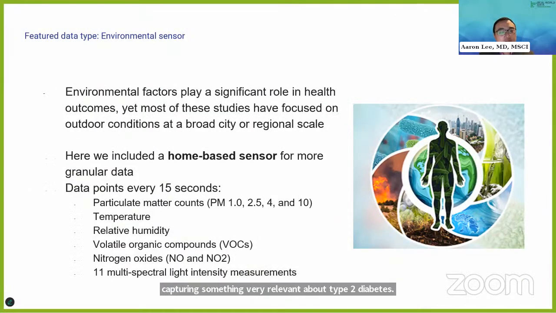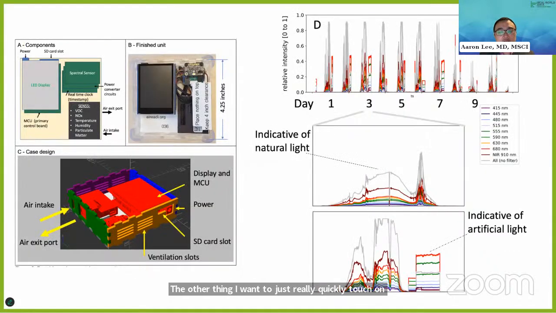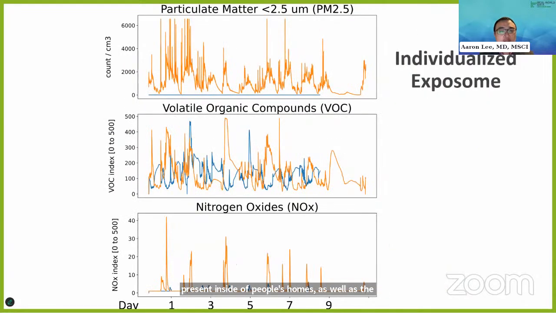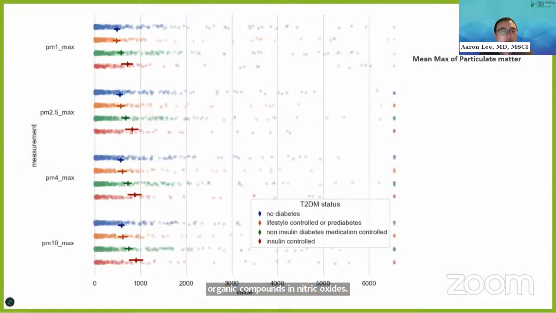The other thing I want to just really quickly touch on is the environmental sensor. This is a custom-built environmental sensor from our lab. It looks like this on the left-hand side, and it collects data both about the spectrum of light that's present inside of people's homes, as well as the pollution levels. It measures things like PM 2.5, the volatile organic compounds and nitric oxides. The idea here is that if we understand the air that people are breathing, maybe that's more tightly correlated than some of the environmental research that has been done so far in medicine, which is usually zip code based.